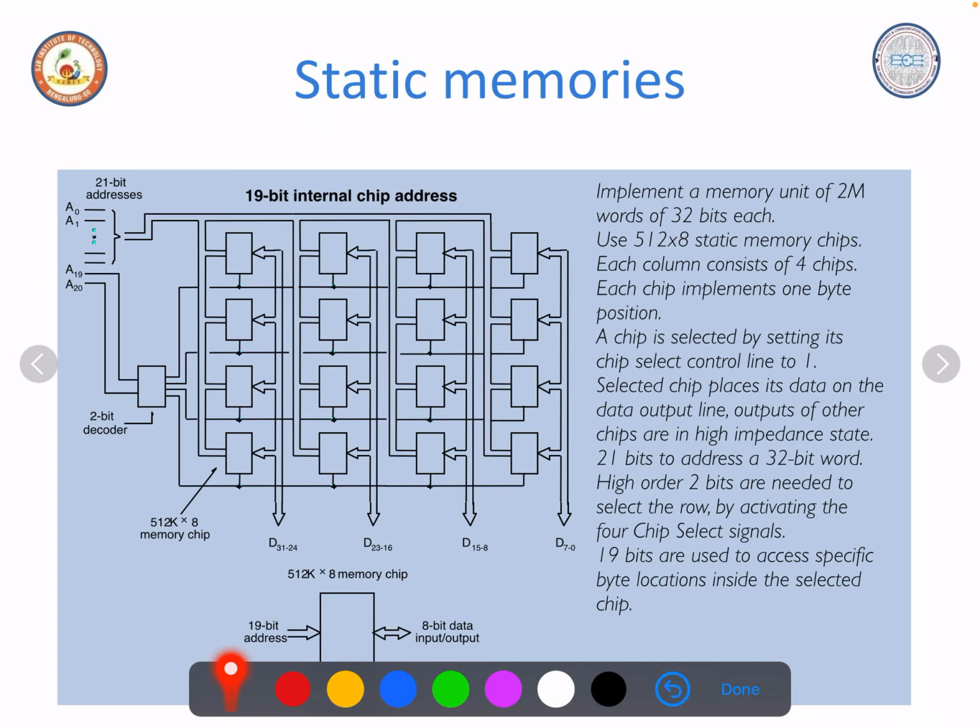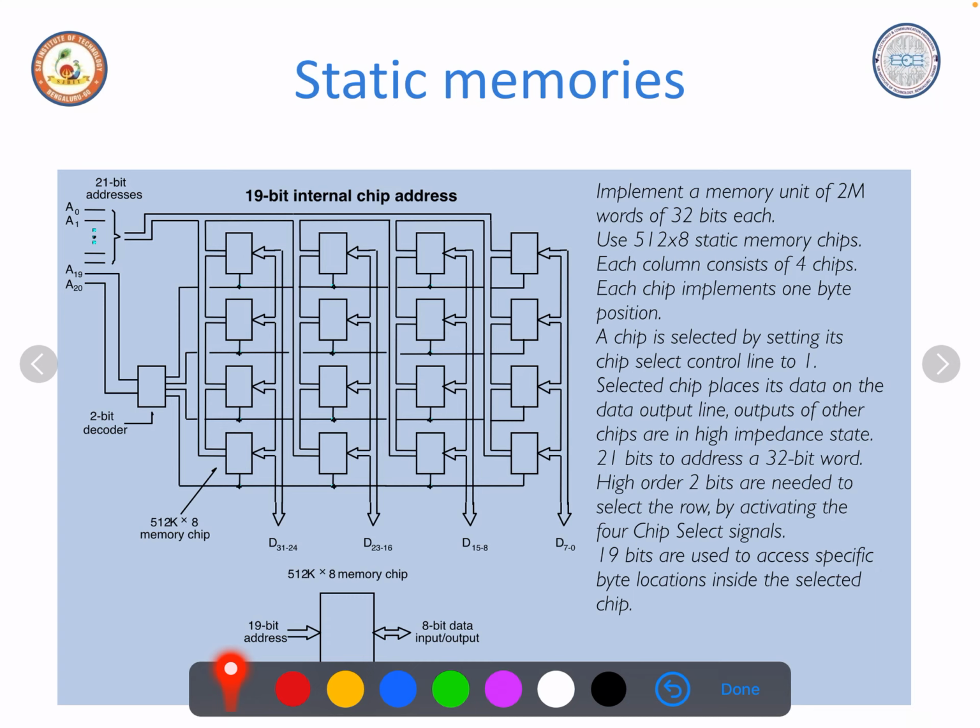Each column consists of 4 chips. Each chip is implemented as 1 byte of information. The chip is selected by setting its chip select control line to 1. So selecting the chip places the data, and the corresponding read or write operation can be done over here.